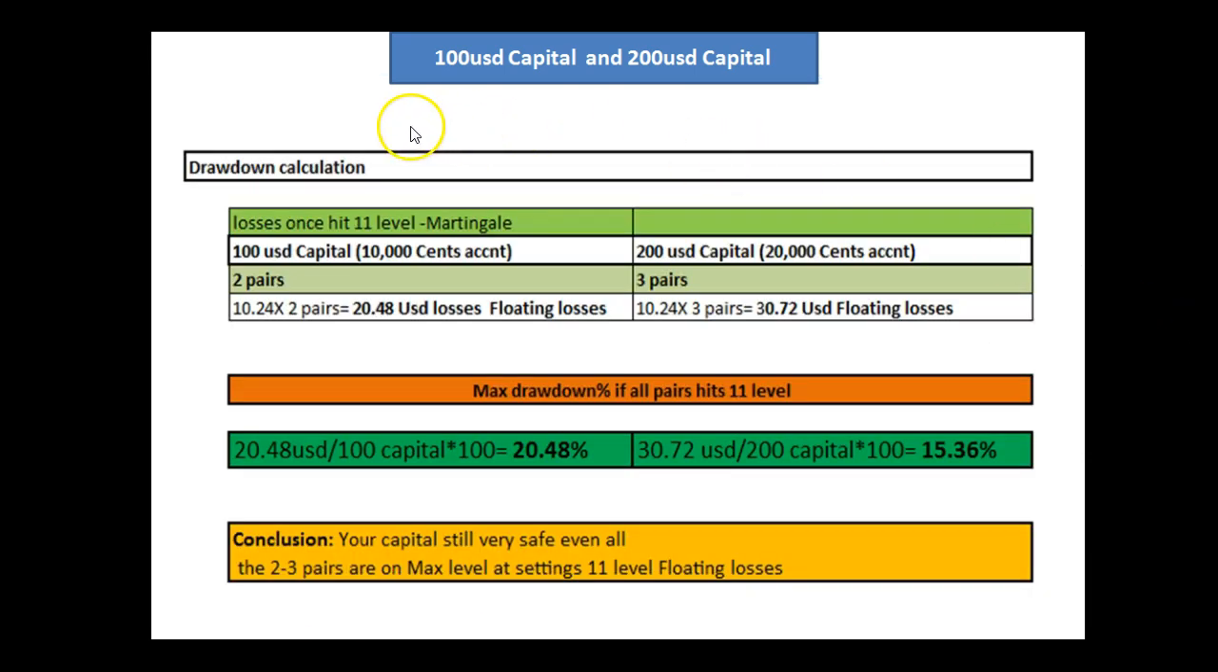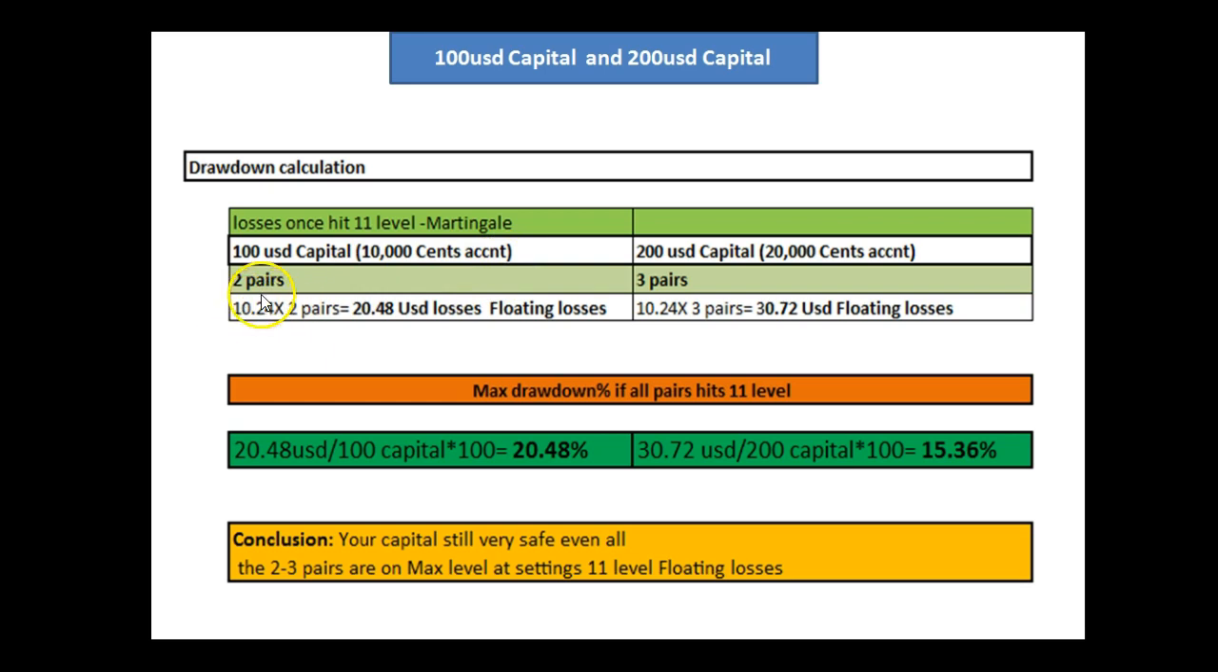So this is your drawdown calculation. Let's say you have 100 US dollar capital and 200 US dollar capital, for those starting traders. Just imagine that you are losing 11 levels of martingale, which means 220 pips down. Your 100 capital is equivalent to a cents account of 10,000 cents. Remember to use a cents account instead of a standard account.